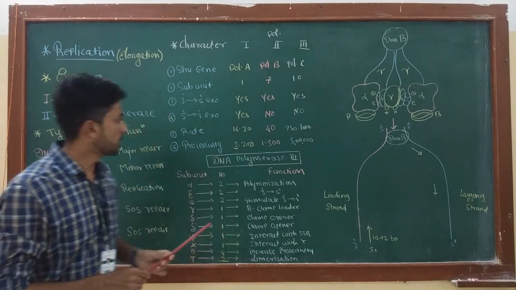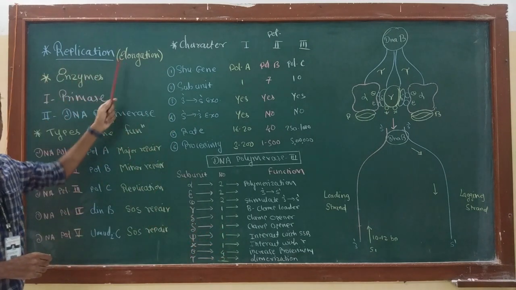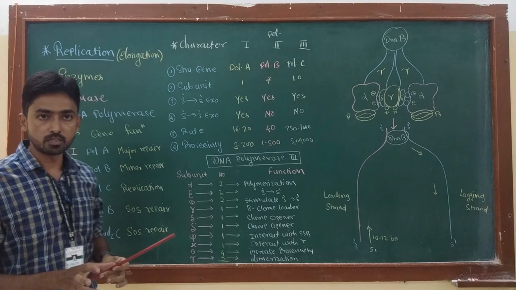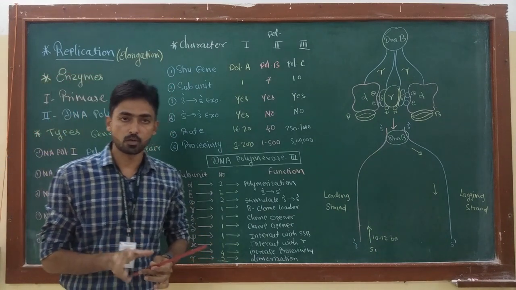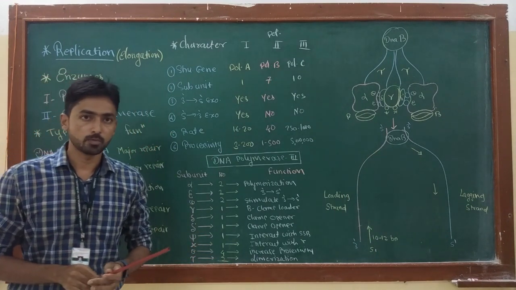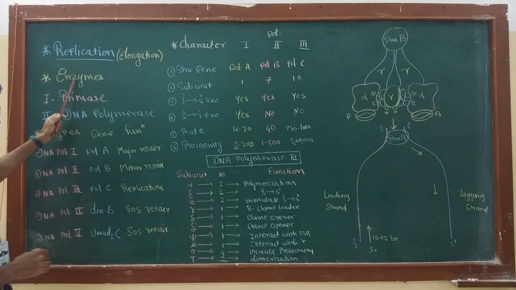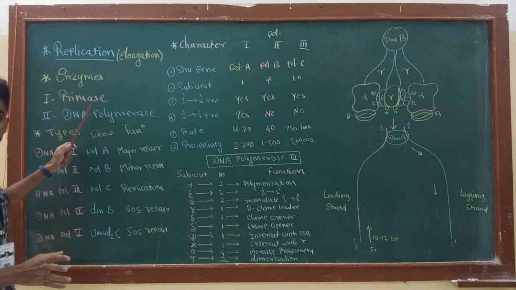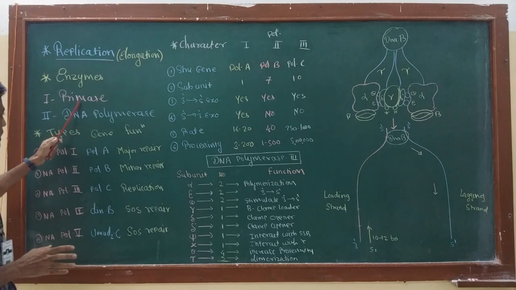Now in this lecture, I'm going to focus on elongation, the enzymes required for elongation, and the actual process that occurs during this stage. First of all, we are going to see the first enzyme which takes part in the elongation process. It is primase.